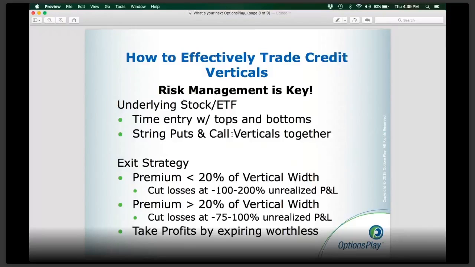So when you're receiving a small amount of credit, that means you're trading fairly far out of the money credit spreads. You want to cut your losses when you've lost 100 to 200% of the credit that you've received. If you're receiving more than 20% of the vertical width, so if you're receiving more than $2 on that $10 vertical, then you want to cut your losses somewhere between 75 to 100% of the credit that you've received.